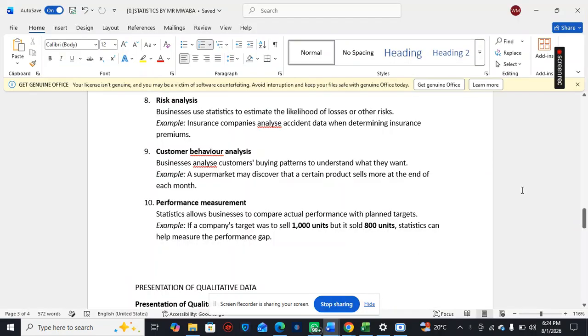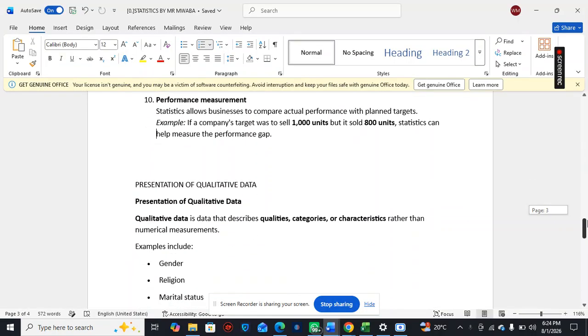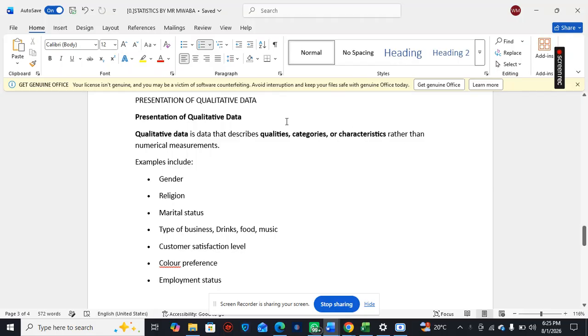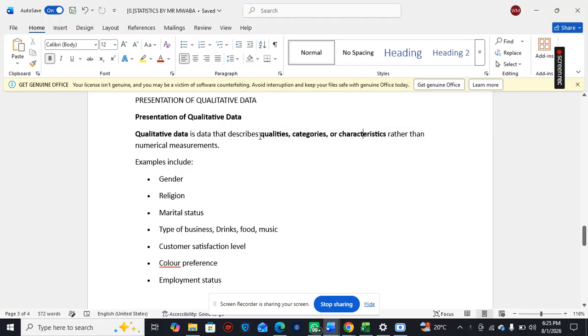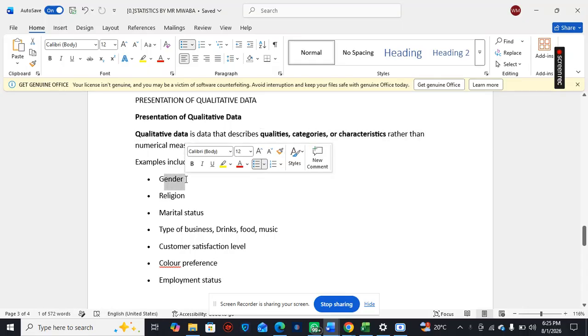All right, so we're now looking at presentation of qualitative data. Qualitative data describes qualities, categories, or characteristics. Colleagues, this is what qualitative data is about: qualities, categories, or characteristics rather than numerical measurements. For example, gender, there's male and female.